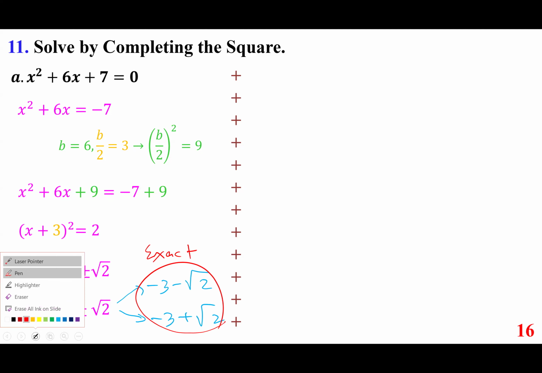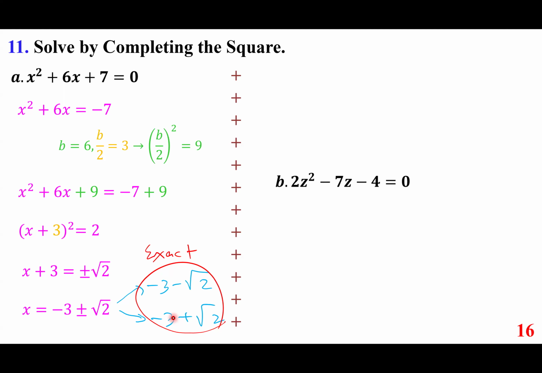If anybody asks for approximation, of course, use a calculator. Roughly square root of 2 is 1.41, subtracted from -3, added to -3, two different answers. What about here? In short, two things should happen. Constant should move, a should become 1. So number 1, you are going to move the -4. -4 moves, becomes +4.